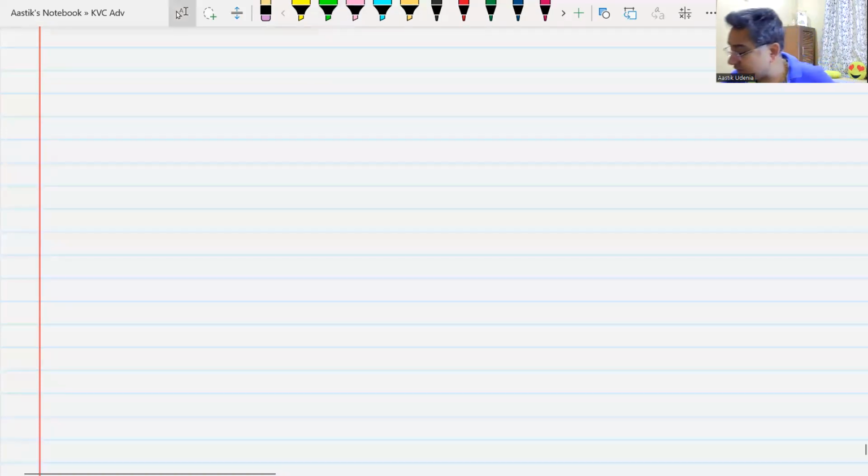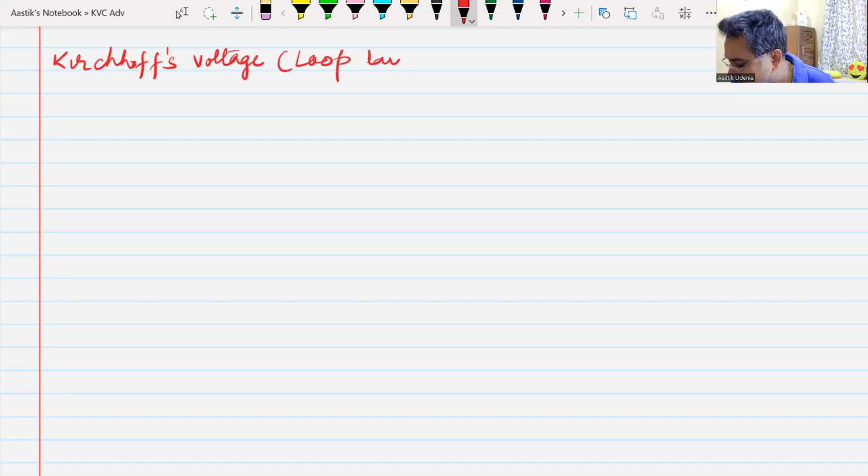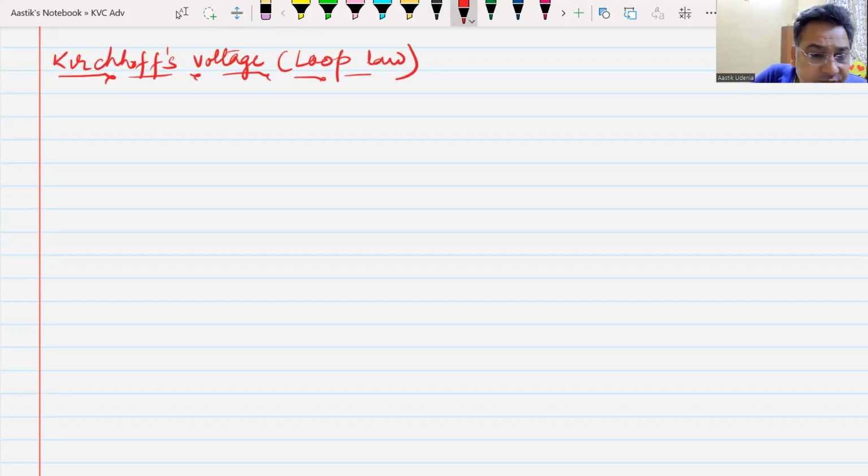The second law is known as Kirchhoff's voltage law or Kirchhoff's loop law, because normally it is applied in a loop. Kirchhoff's voltage law or loop law. What does Kirchhoff's voltage law or loop law state? The sum of the voltages in a closed loop is equal to zero.